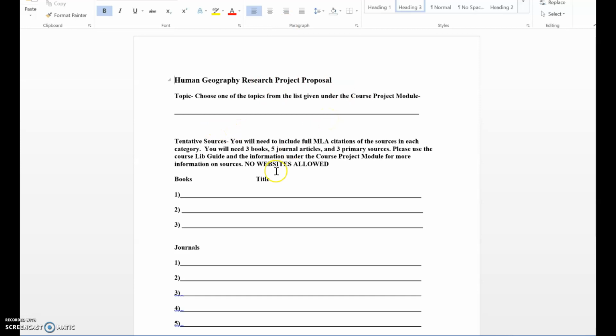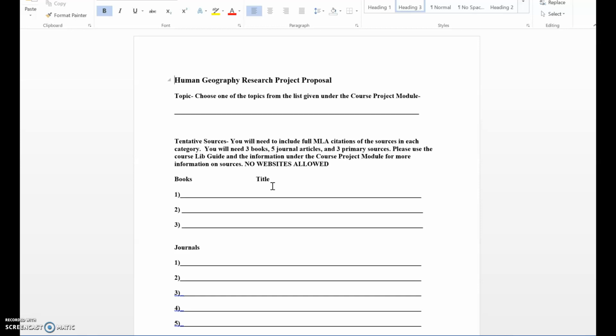Then tentative sources. You will need to include full MLA citations of sources in each category. You will need 3 books, 5 journal articles, and 3 primary sources. Notice there are no websites. So no websites are allowed. Your paper is going to be written off of databases, journal articles, books, and primary sources. So it's really important for you to research this project using the college's databases to find information, and I want that in the proposal to know.